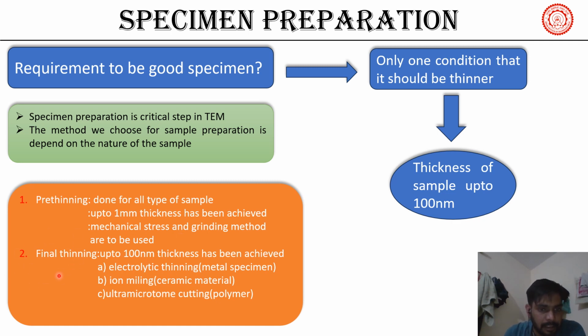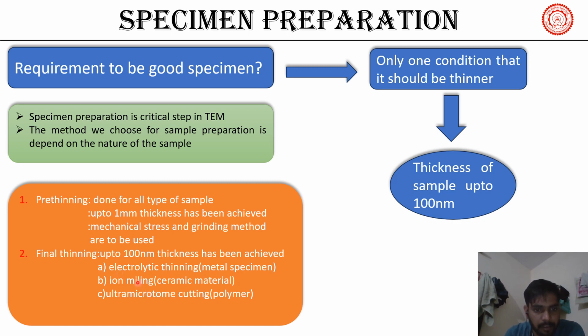The second step is the final thinning. After this final thinning, a thickness of 100 nanometer is achieved, and various methods are used during this, depending on which type of specimen we have.